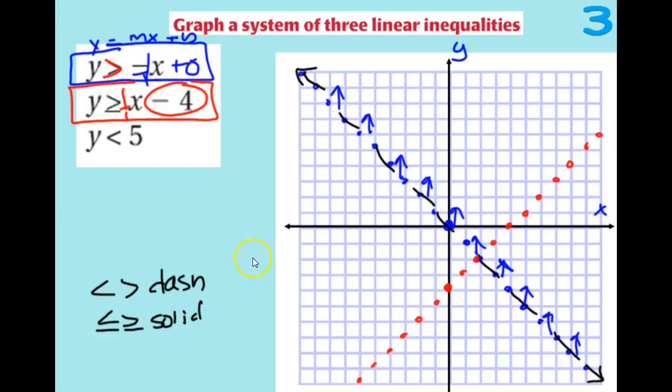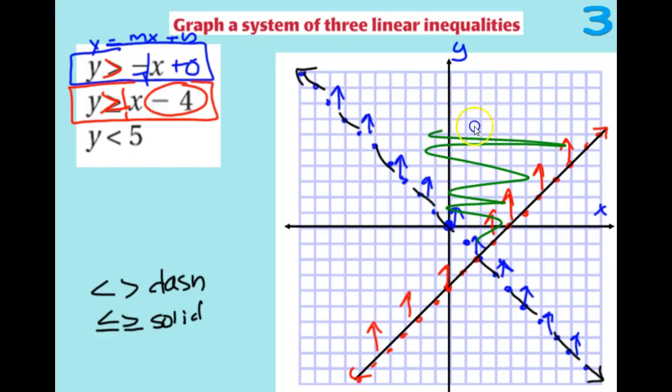This one is a solid line though, because we have the equal to. So draw your line through there. And then this is also greater than or equal to. So greater than is also above. So far, you can kind of see where both arrows are pointing. Right now, don't color this in, but right now they're pointing to this section, and that's where we would have to shade. However, we have one more line to graph.